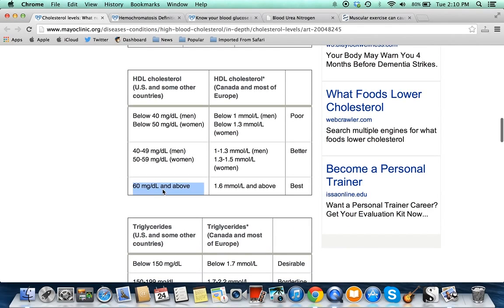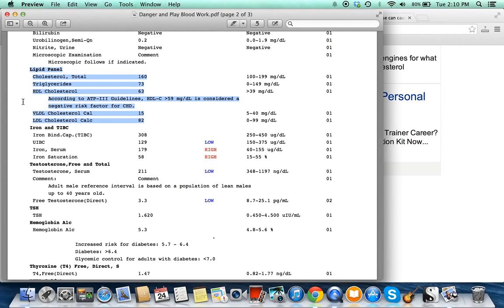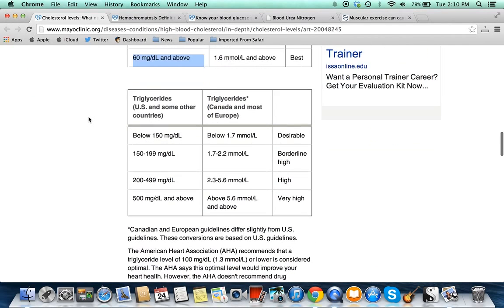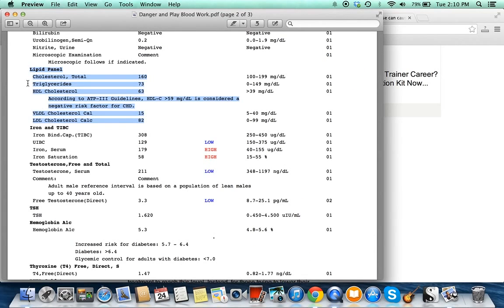HDL, over 60, best. Where was I at? HDL, 63. There you go. We're doing something right, obviously. And this is all, again, Mayo Clinic. Triglycerides below 150 is desirable. Where are my triglycerides at?